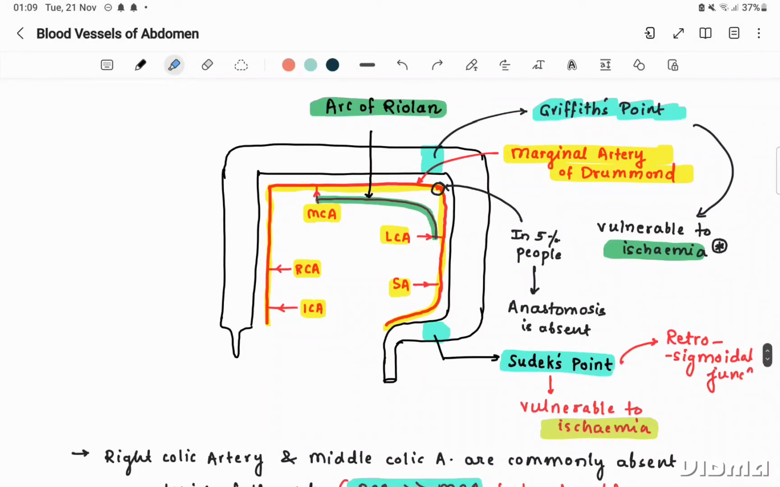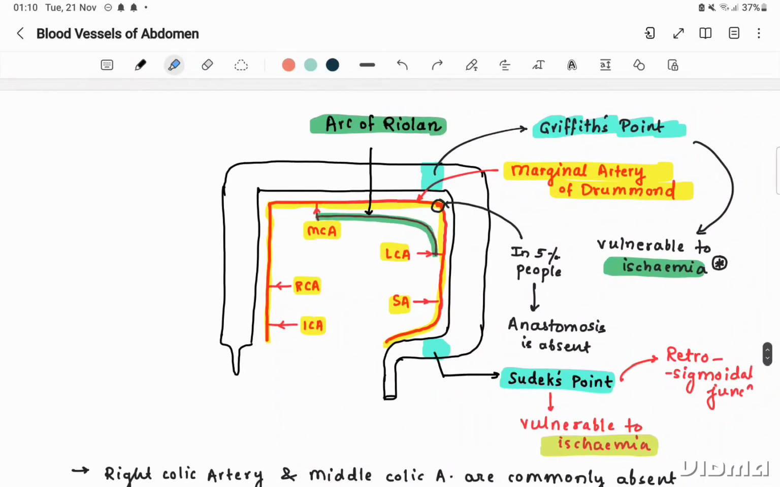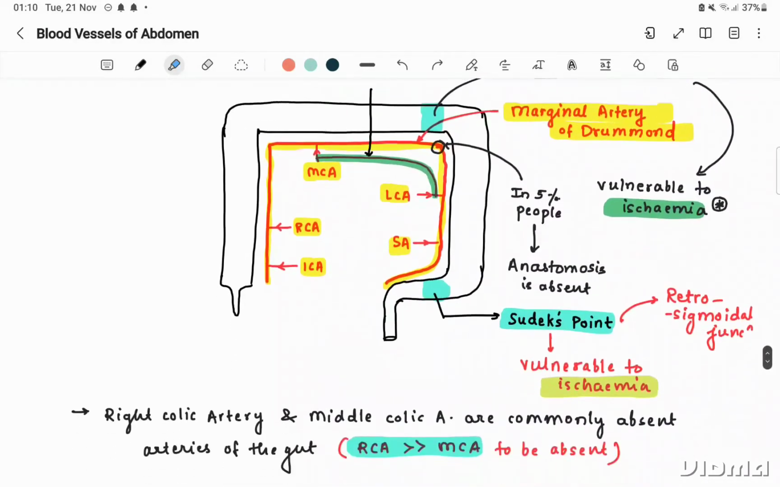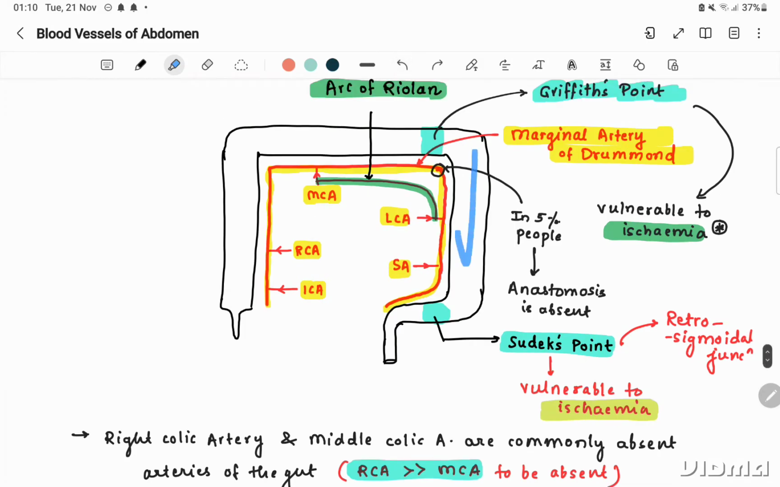So what happens is that other important concepts are there, like the marginal artery of Drummond and Sudeck's point. Here you have the arteries that are supplying. So we have your ICA, that is your iliocolic artery, and the RCA, that is your right colic artery. The middle colic artery is supplying the transverse colon mainly. This right colic artery is supplying the ascending colon. This iliocolic artery was supplying the cecum and the appendix, and this left colic artery was supplying the descending colon. The sigmoid artery was supplying the sigmoid colon.